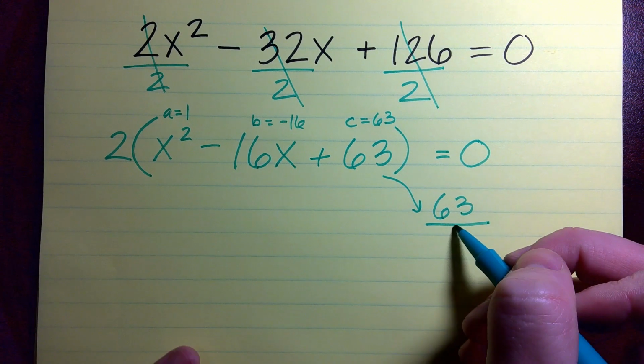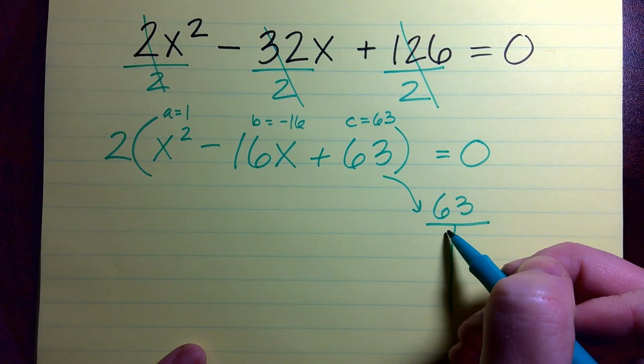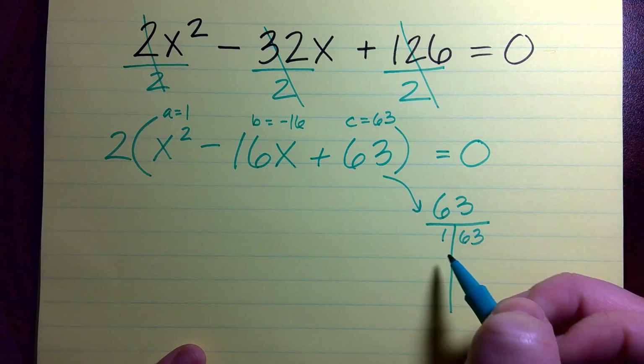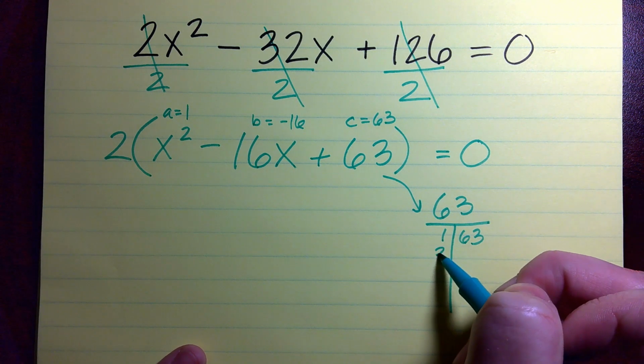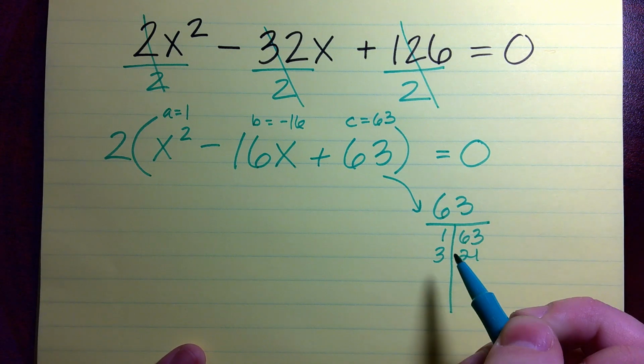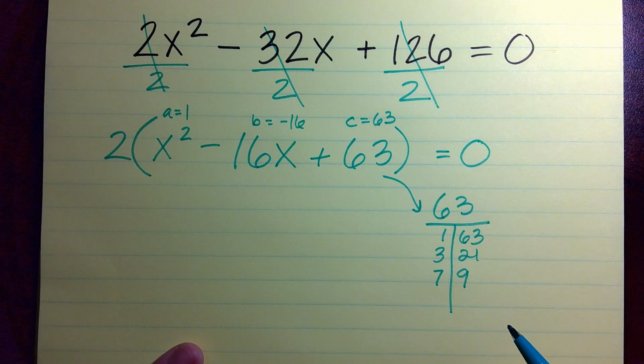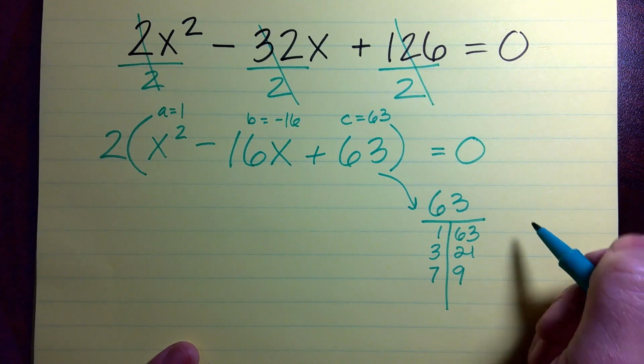What can we do here? 1 and 63. Sorry, can't do 2. Can we do 3? 3 times 21. 3 and 21. 7 times 9. 7 and 9. That's it. And what's our b again?